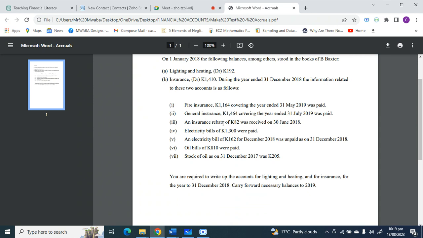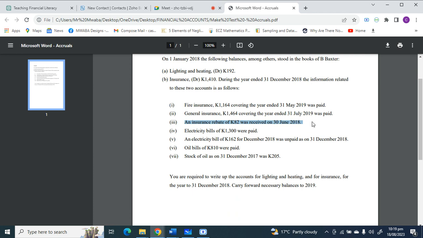An insurance rebate of 82 kwacha was received on 31st June. So a rebate is more like a refund, or maybe like the insurance company has sent you back some money. Maybe you paid over somehow, or maybe there was a miscalculation. So the insurance company is sending you back the money.